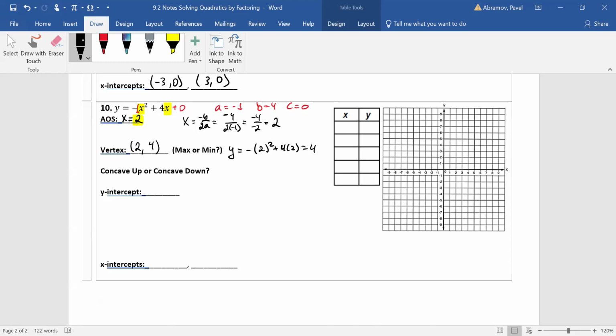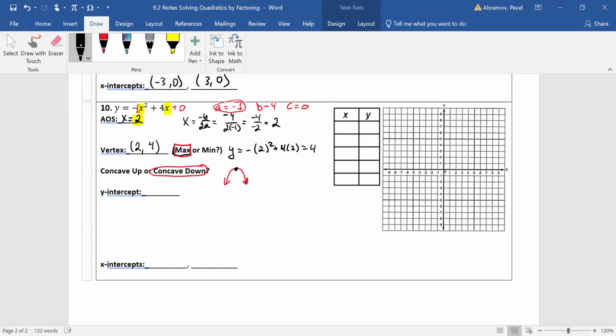Now here, because our a is a negative number, we have negative 1, the graph will go downwards. It's going to be concave down. And since it's concave down, that vertex at the top now is going to be our maximum.